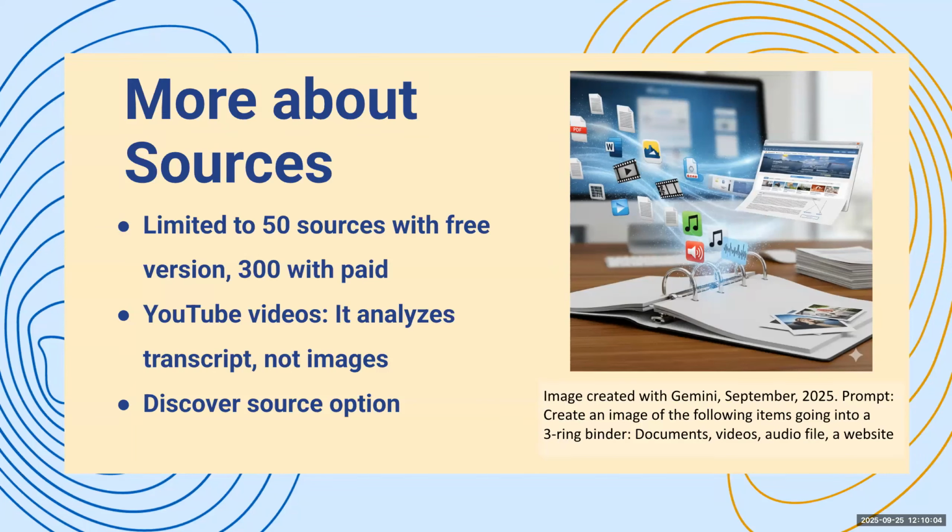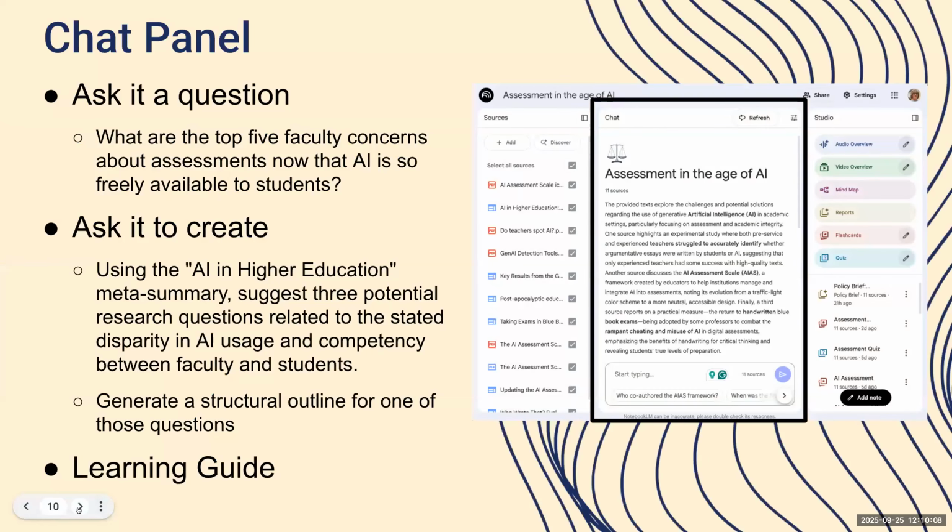And we talked about the discover source option that you could use. So now let's talk about the next part. Let's say you've added in your sources and now you want to work with the AI.